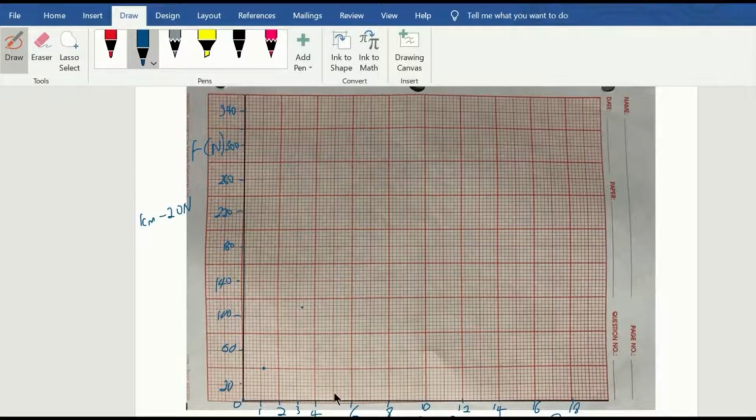Now, the next load is 160, and we have a 4.8 extension. So this is 4, this is 140, here is our 160 right here. This is 4, 4.2, 4.4, 4.6, 4.8 right here. So 160 and 4.8 is our point right here. Please mark your points.